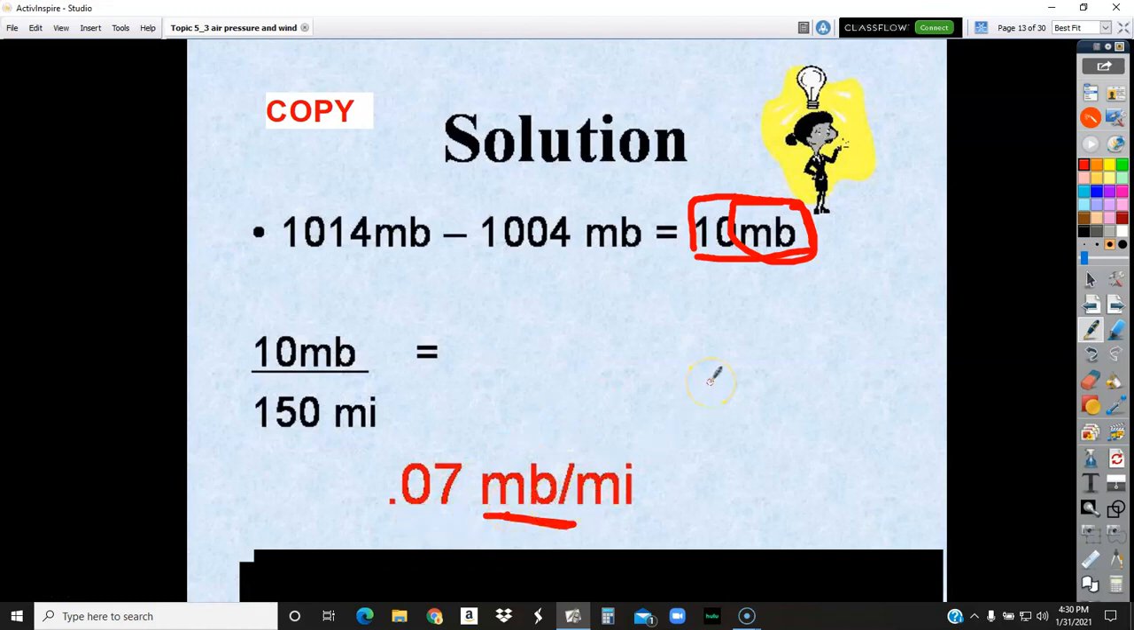Again, same exact formula we used when we did topographic maps. Just substitute up here, instead of elevation, you're putting a pressure number.